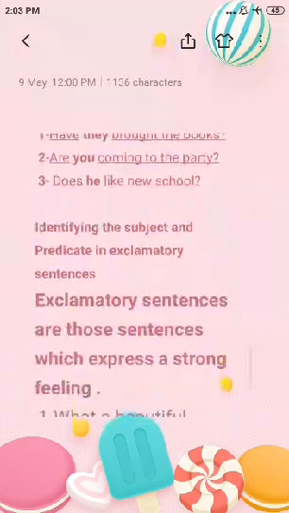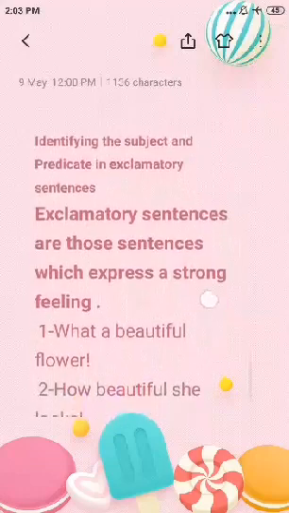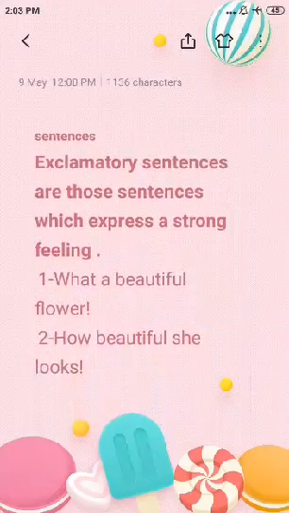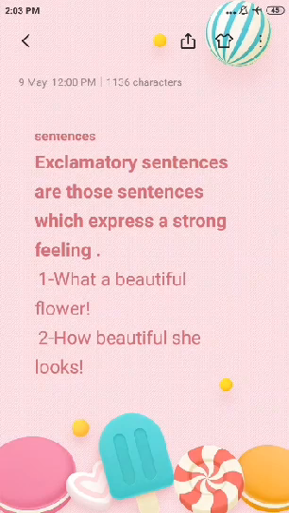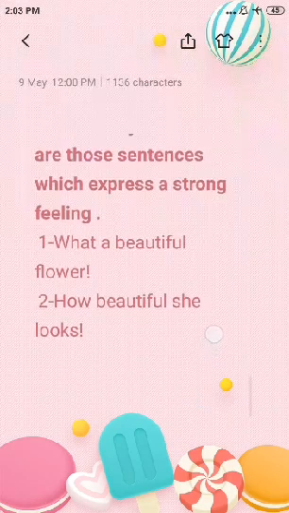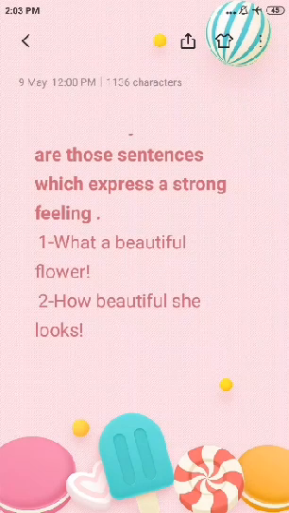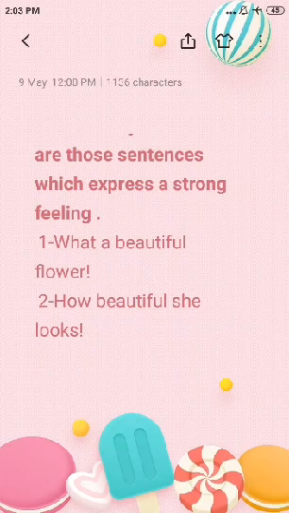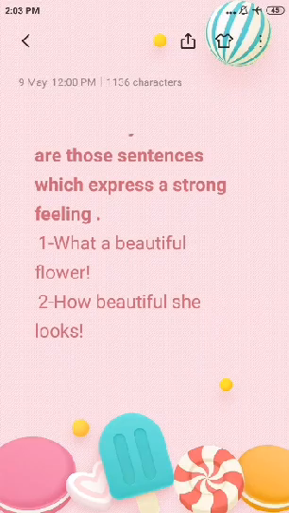Now let's identify subject and predicate in exclamatory sentences. Exclamatory sentences are those sentences which express a strong feeling. Look at the first example. What a beautiful flower. Just like interrogative sentences, here also we ask a question like that only. What is beautiful? The answer will be flower. That is the subject here. And again the rest part is predicate.